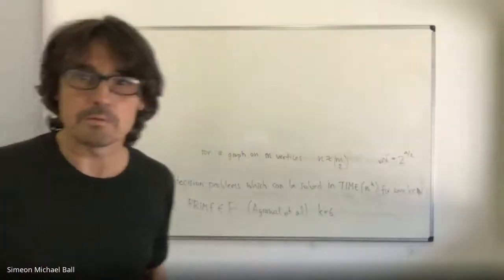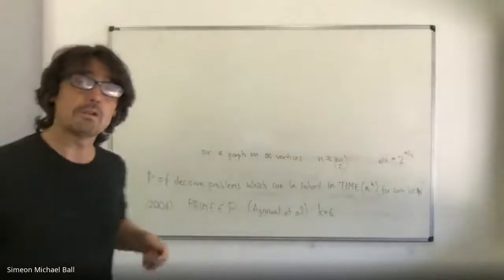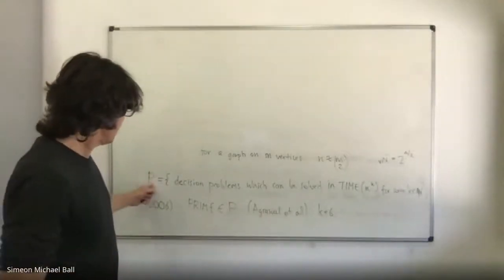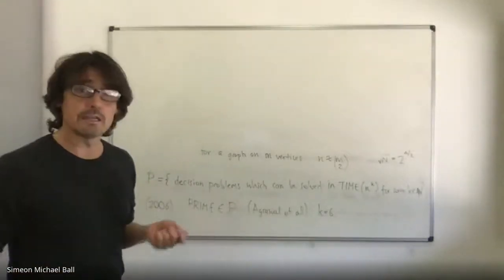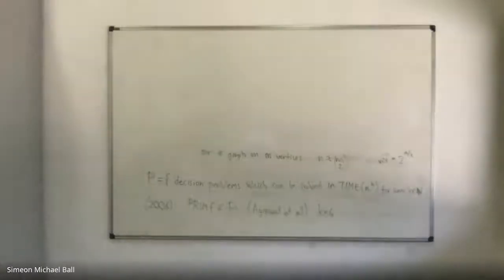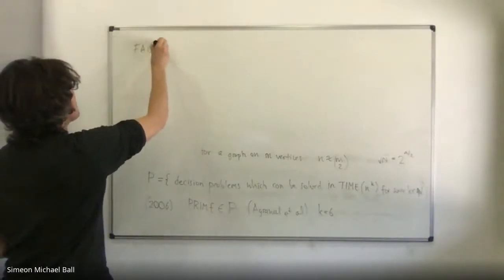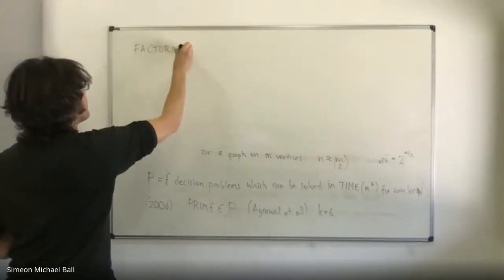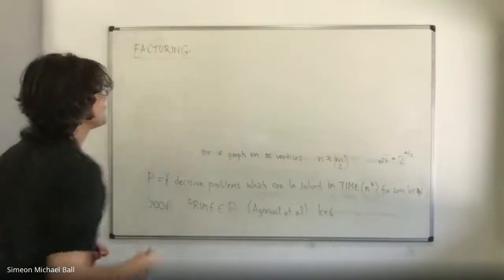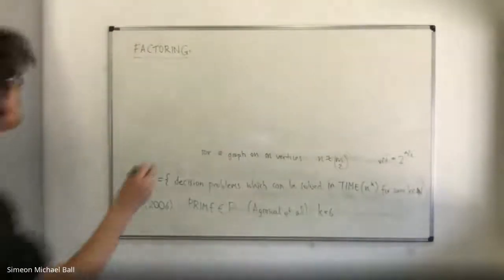Now, important types of problems are problems which, although we might not be able to find out if they're in P or not, at least we can check a solution very quickly. So let's look at a few examples first. Here is another problem which will be of extreme importance to us: factoring.